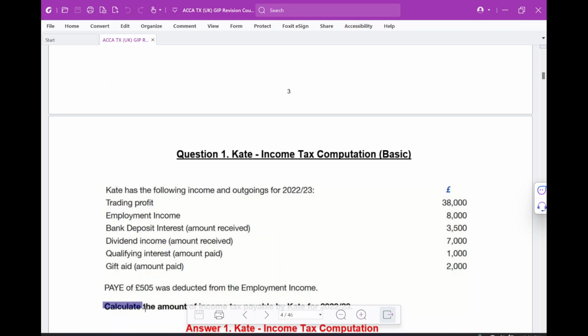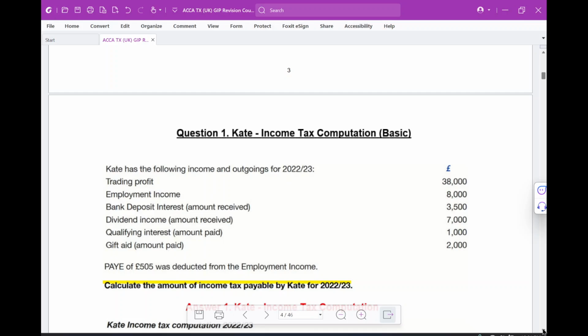So we'll see here from this very first question in the income tax section that, looking at the requirement, we see that the requirement for this particular person, Kate, is to, in a sense, just simply build an income tax computation for our tax year 2022-2023. Now, what's important here in terms of the requirement are two things.